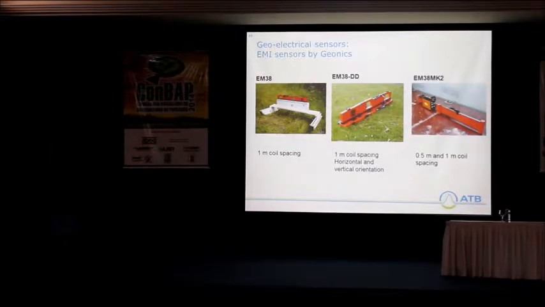You probably know the EM38 and the other sensors manufactured by the company Geonics. They were the first on the market. This is the first sensor. Later they built the EM38-DD with 2 coil orientations. This way they get different readings from different depths. And the next stage was the EM38 MK2 with a smaller coil spacing, just 50 centimeters, to get readings for even shallower depths of the soil.